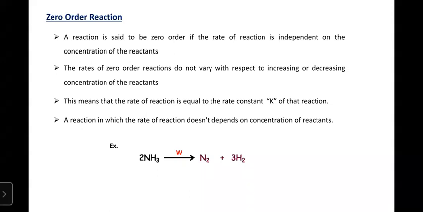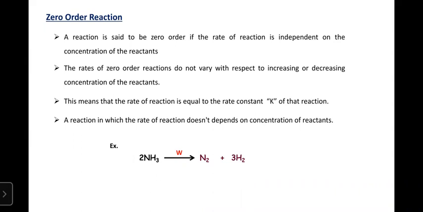So, what is the catalyst here? W, which means what? W means metal catalyst only. Which metal is it? Tungsten. Yes, tungsten only. Here is the decomposition of ammonia on the surface of tungsten. So that is what we call an example for the zero order reaction.